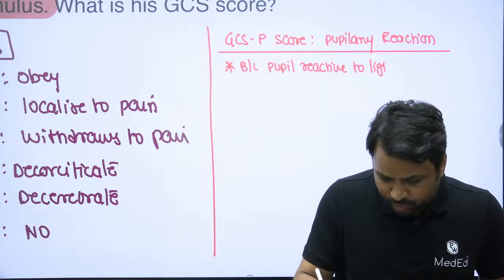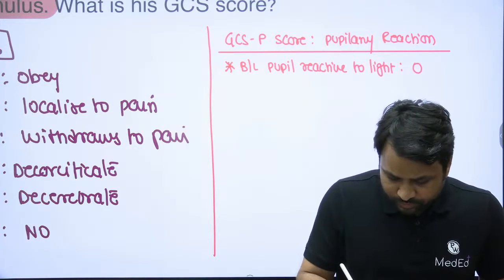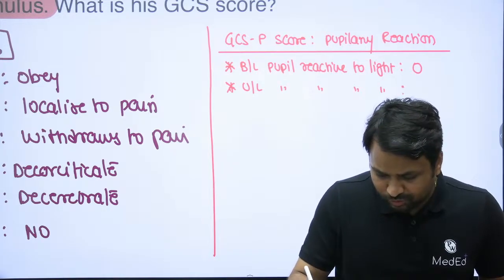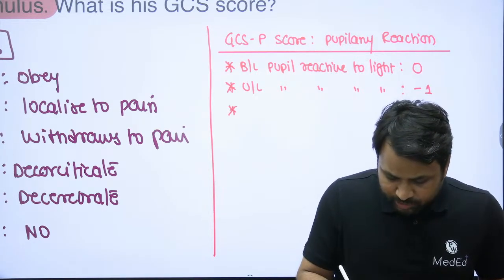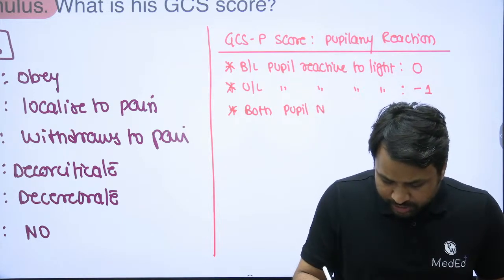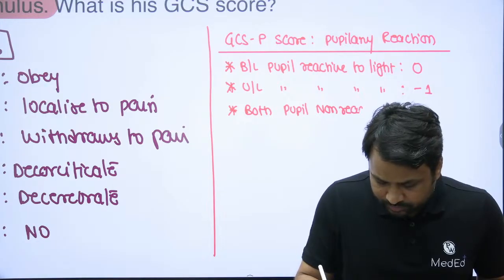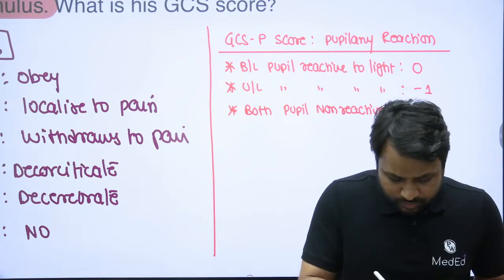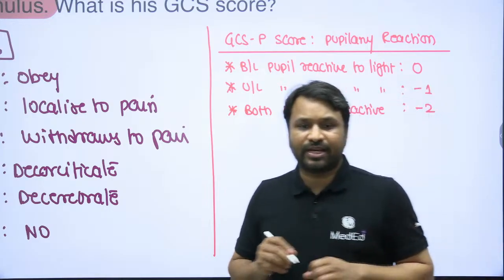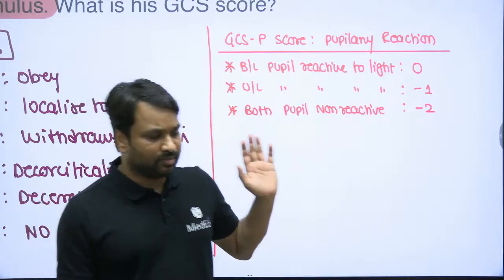If bilateral pupil reactive to light, a score of 0. If only one pupil reactive to light, a score of -1. If both the pupils are unreactive or non-reactive to light, a score of -2 is given. That is your pupillary assessment scoring system that you're going to add.